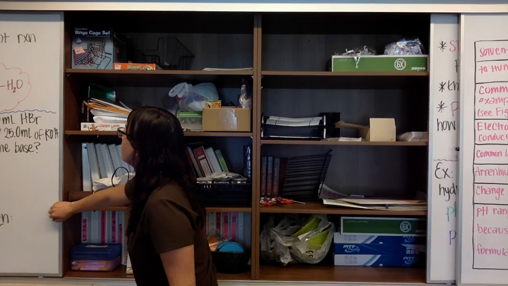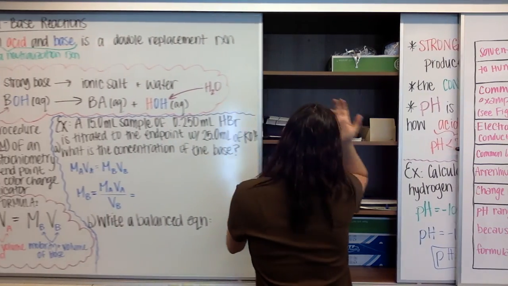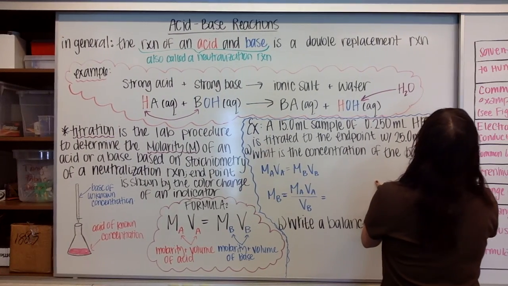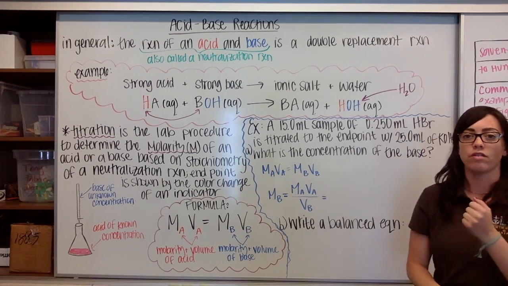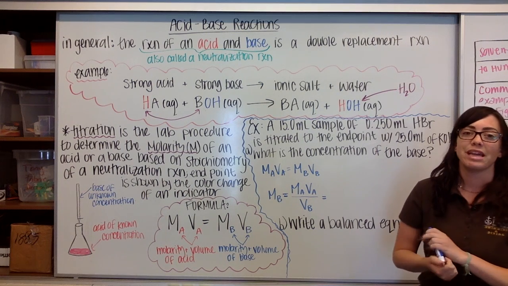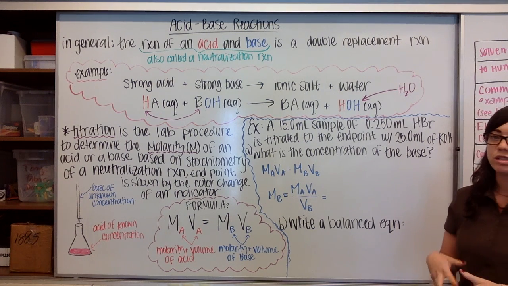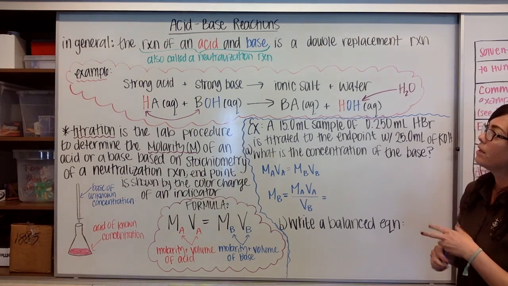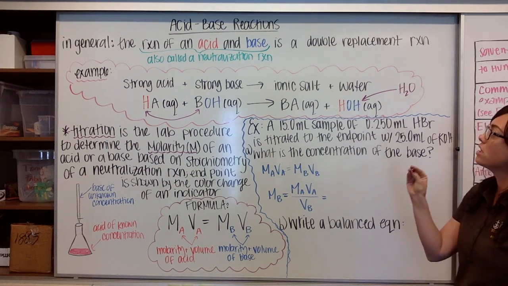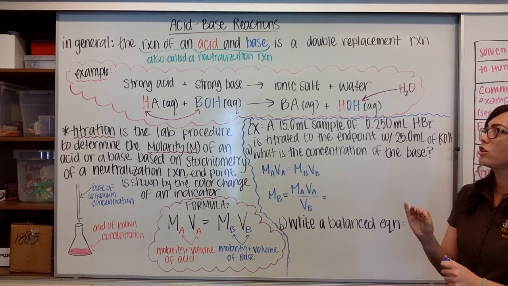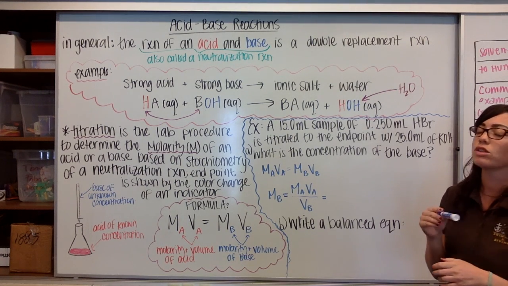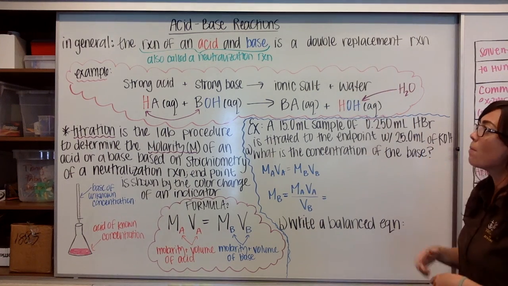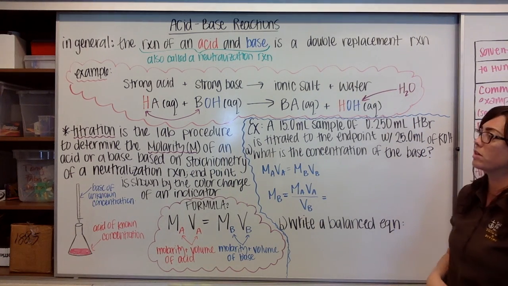Okay. So, now that you know how to calculate the pH, we are also going to use the molarity, or the concentration of hydrogen ions, in acid-base reactions in our lab next week. In general, the reaction of an acid and a base is a double replacement reaction. It's also called a neutralization reaction when we're referring to acids and bases, but it looks exactly like a double replacement reaction.